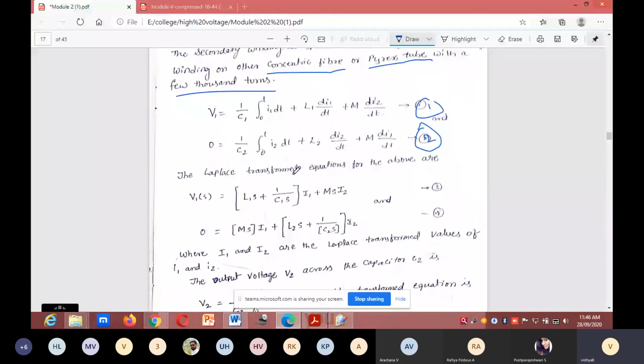The Laplace transformed equations for the above equations: apply Laplace to these two equations. You will get V1(S) equal to, first, for the integration, 1 divided by S into I1. Next, for differentiation, you'll get S into L1 I1. For this, what you'll get?